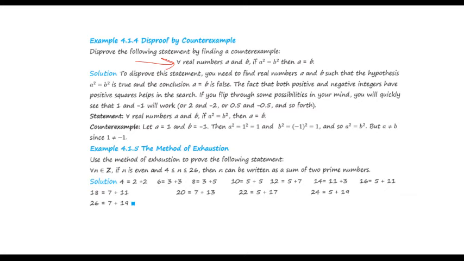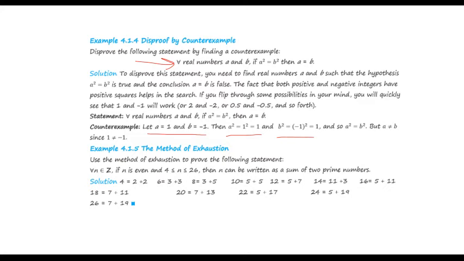In this case, we assume a is equal to 1 and b is equal to negative 1. So in this case, a squared is 1 squared, which is 1, and b squared is negative 1 squared, which is again 1. So a squared is equal to b squared, so the hypothesis of the conditional statement is true, but a and b are not equal because 1 is not equal to -1. The next method for proof which we talk about here is the method of exhaustion.